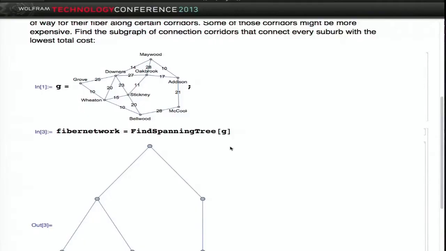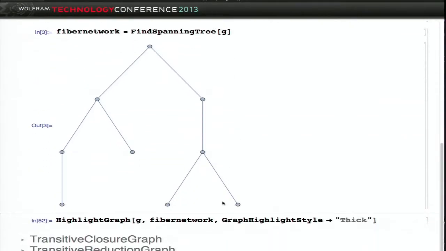Okay, just give me a second here, my kernel died. Okay. So essentially, spanning tree computes a spanning tree. So this is the spanning tree essentially, and then you can highlight it. But highlight graph doesn't work. I will not hold that up. I will continue.